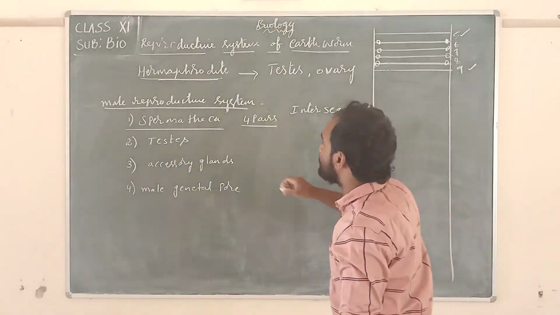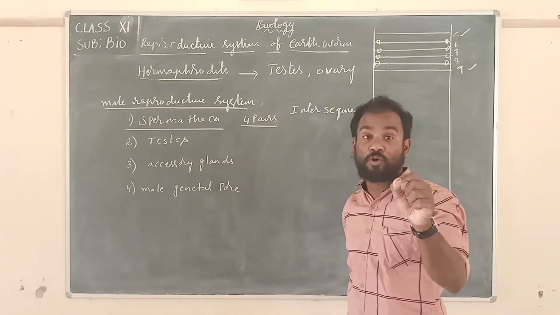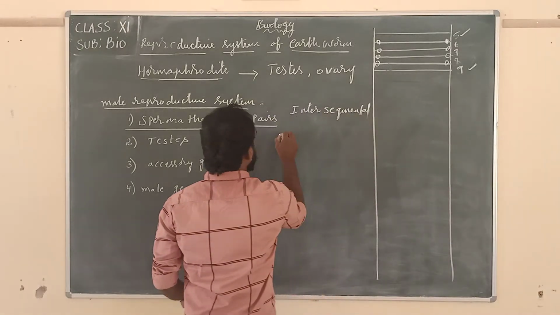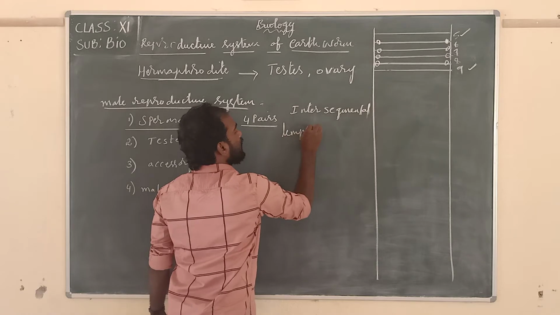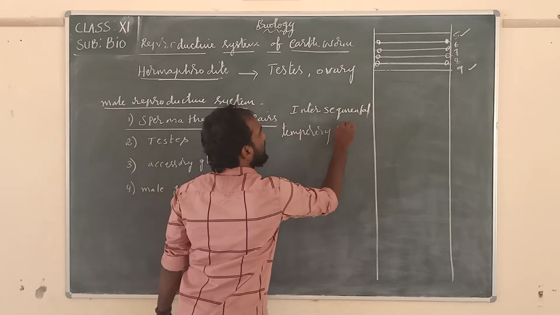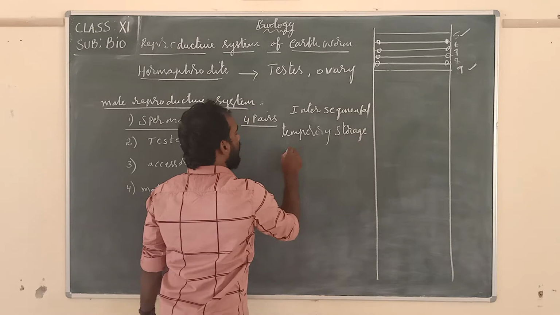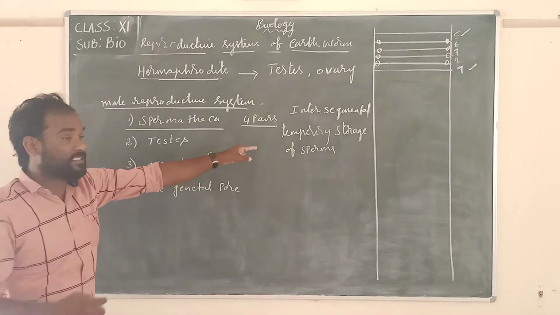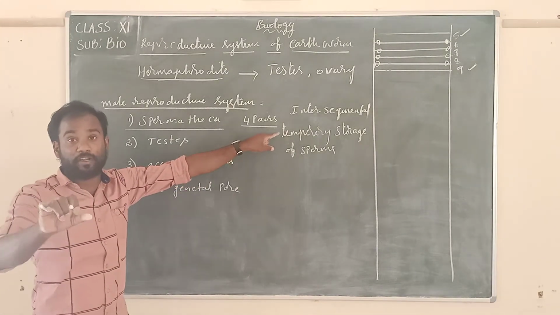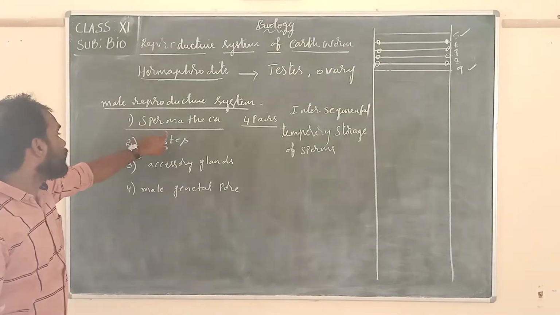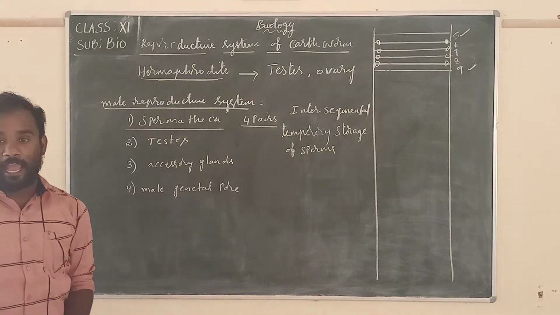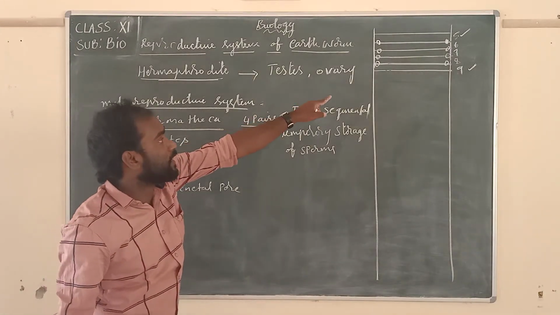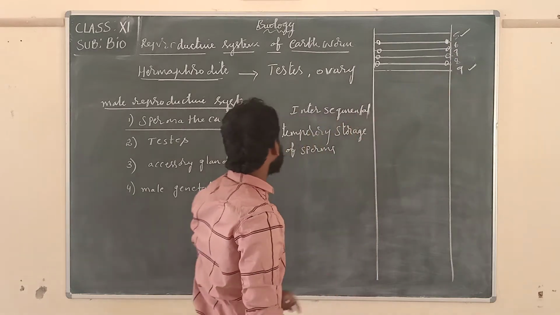The main function of this spermatheca is temporary storage of sperms. They will store the sperms temporarily. This in detail we will discuss in the mechanism of reproduction, that is, during reproduction we will discuss it. So 4 pairs of spermatheca apertures are present in the intersegmental regions of 5th to 9th segments.